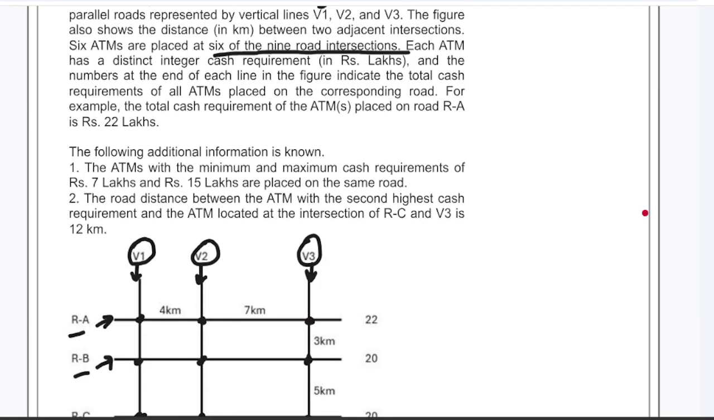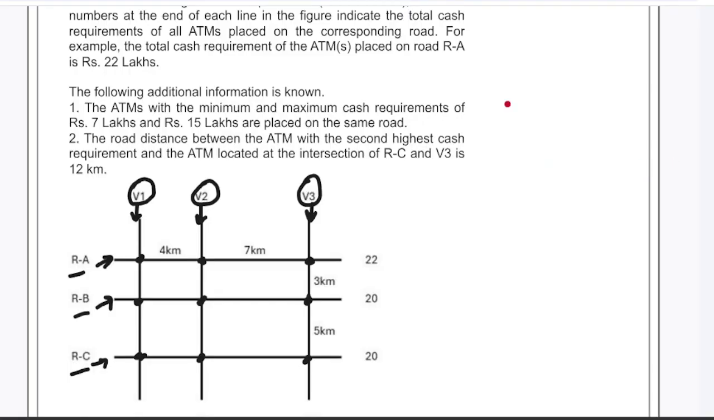Now the next part says each ATM has a distinct integer cash requirement in rupees lakh, and the number at the end of each line in the figure indicates the total cash requirement of all ATMs placed on the corresponding road. For example, the total cash requirement of the ATMs placed on road RA is 22 lakhs. That means this 22 lakhs is the total of this ATM and this ATM, or the number of ATMs that may be lying here, maybe three, maybe two, maybe one. None is not possible, of course, because the total has to be 22. So there may be one, maybe two.